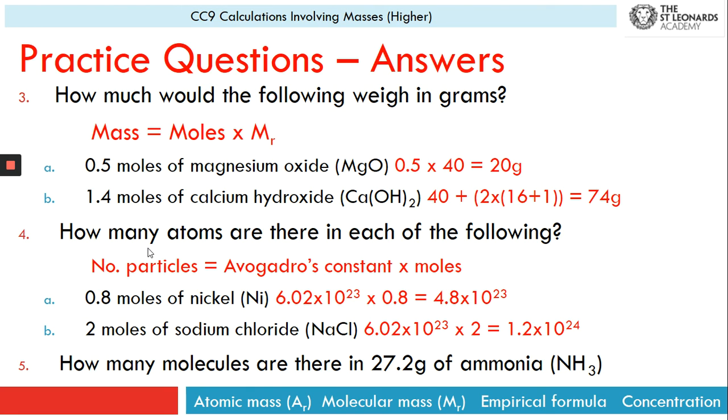1.4 moles of calcium hydroxide. So this one's a little bit more complicated because we've got brackets involved. But if you've got a little 2 or a little number outside brackets, that means you apply that number to everything inside the brackets. So oxygen is going to be 16 for the atomic mass, and hydrogen is 1. So I would add those together, which is 17, and times it by 2. It's going to be 34, and then you add on the 40 from calcium. So the answer there is going to be 74 grams.